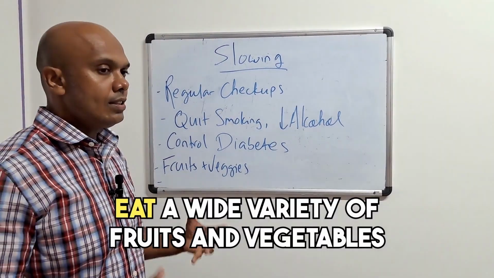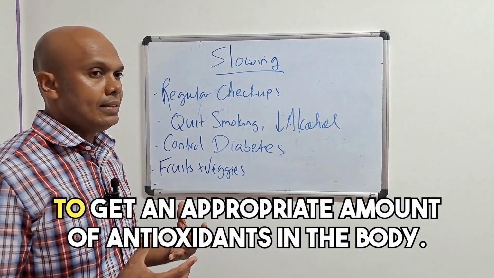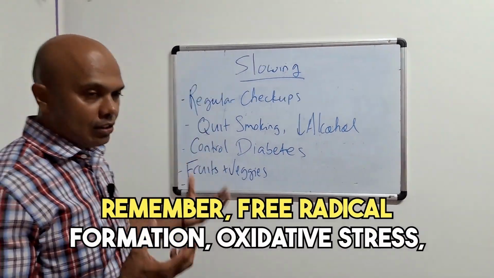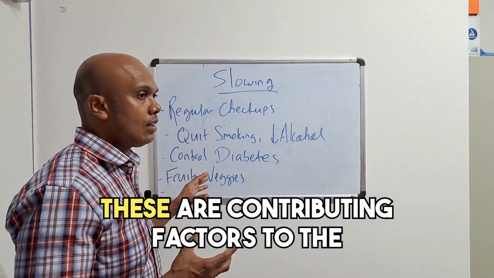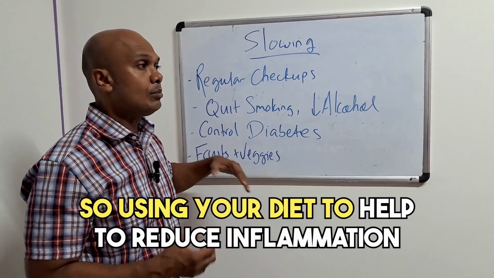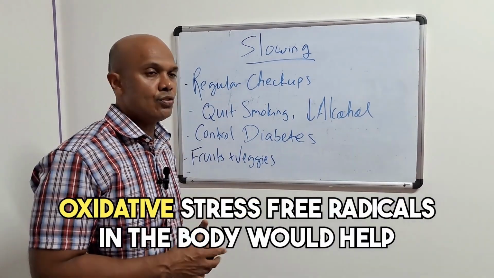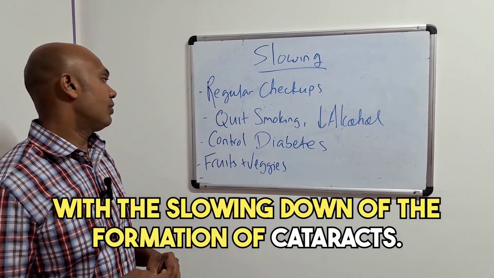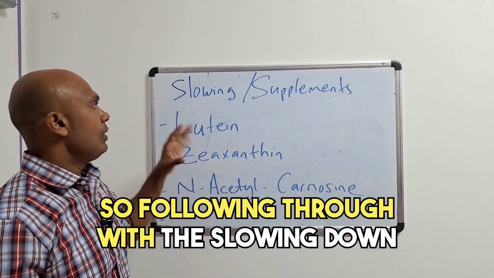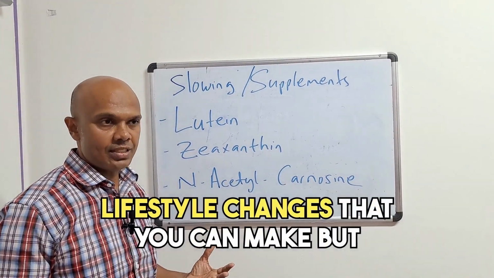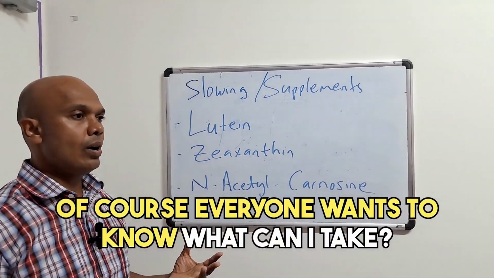Of course, eat a wide variety of fruits and vegetables to get an appropriate amount of antioxidants in the body. Remember, free radical formation and oxidative stress are contributing factors to the formation of cataracts. So using your diet to help reduce inflammation, oxidative stress, and free radicals in the body would help with slowing down the formation of cataracts. Those are some typical lifestyle changes you can make. But of course, everyone wants to know: what can I take?